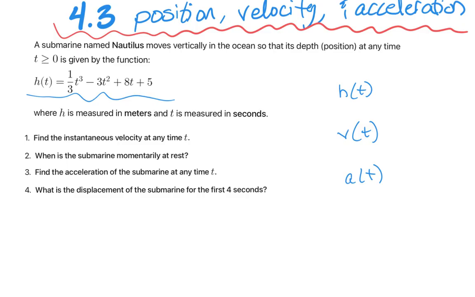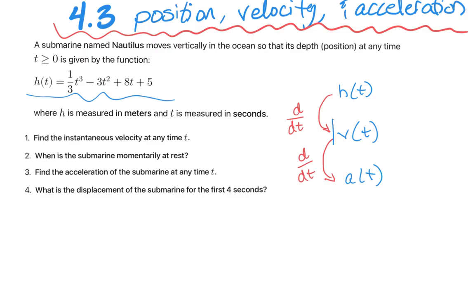The connection here is that the velocity would be the derivative with respect to time of that position function. And then the acceleration would be the derivative of that, the derivative of the derivative, no big deal. So today we're going to be connecting those things.